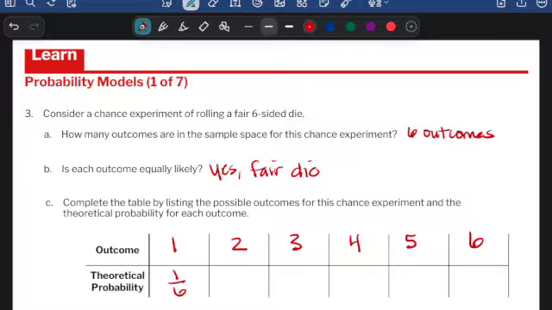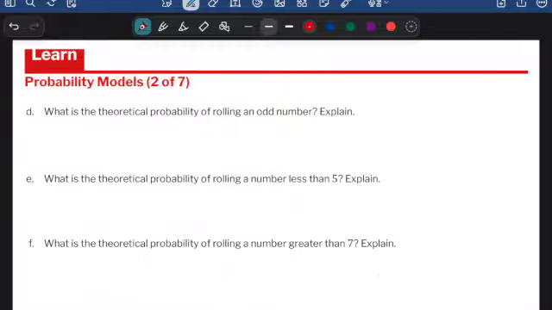1 out of 6 total possible outcomes. We could roll a 2, 1 out of 6 times. We could roll a 3, 1 out of 6 times. We could roll a 4, a 5, or a 6, 1 out of 6 possible times.